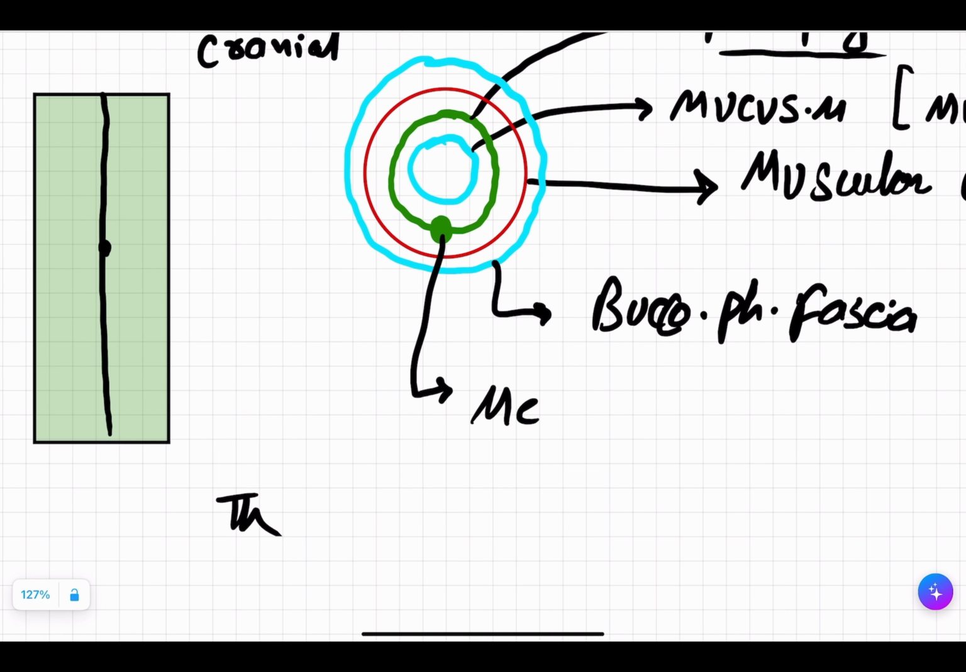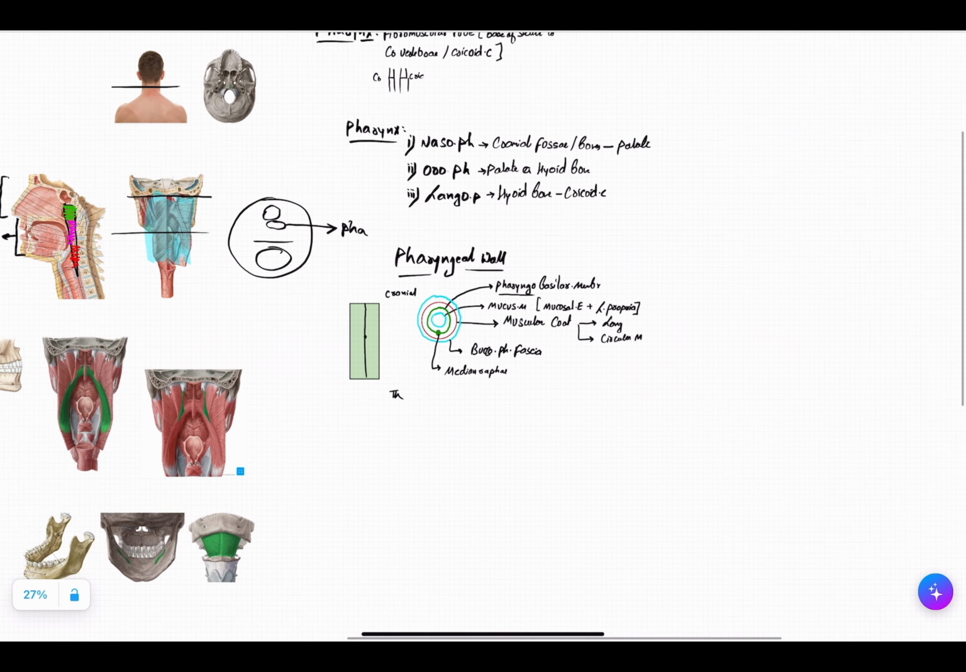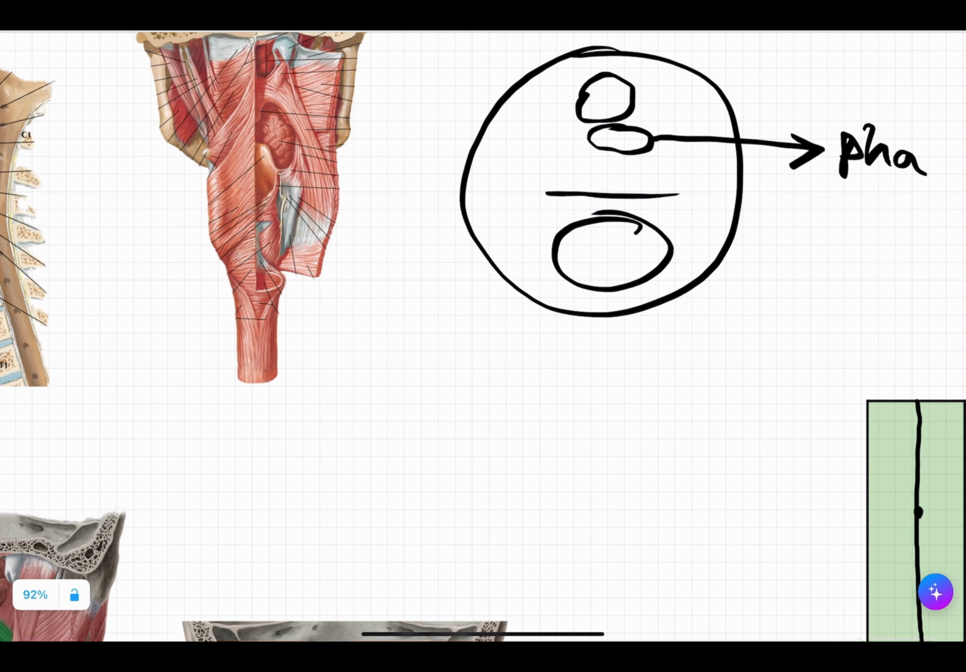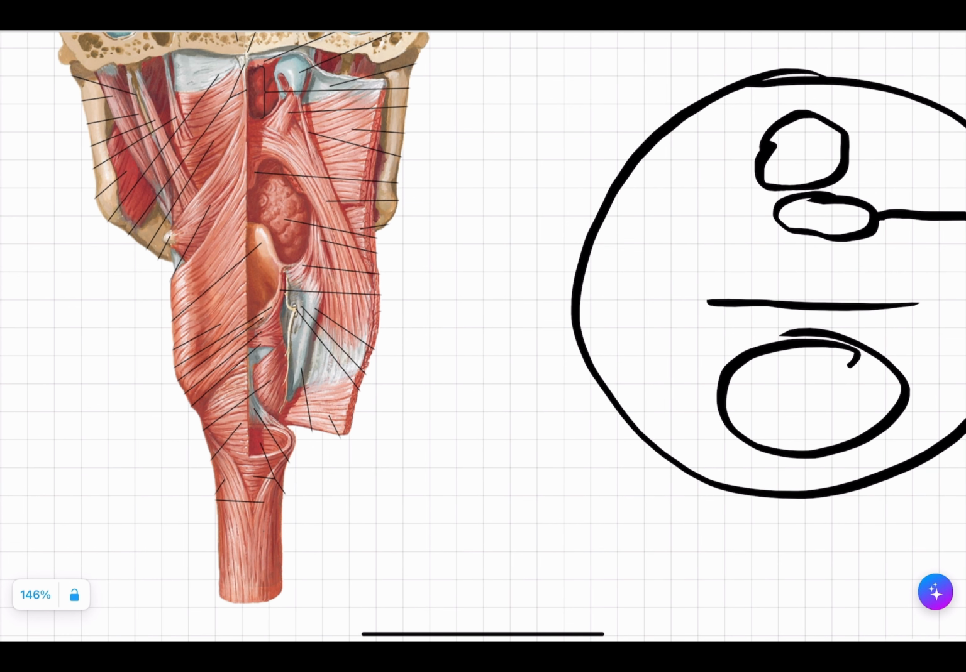This thickening is known as median raphe. Median raphe is a longitudinal thickening of your pharyngobasilar fascia, and it will serve as the point of insertion for all the constrictors. Let me show you. You see this? This is your superior constrictor. This is your middle constrictor, and this is your inferior constrictor.